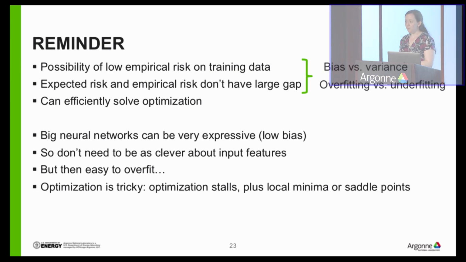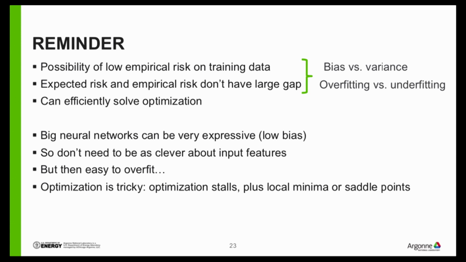Okay, and I mentioned before that two themes in machine learning are bias versus variance, or overfitting versus underfitting, and wanting to be able to efficiently solve the optimization problem. So specifically for deep learning, you have a lot of control over the overfitting versus underfitting spectrum. And big neural networks can be very expressive, so they can handle really complicated patterns in your data, so it's like low bias. But that also means it's really easy to overfit.